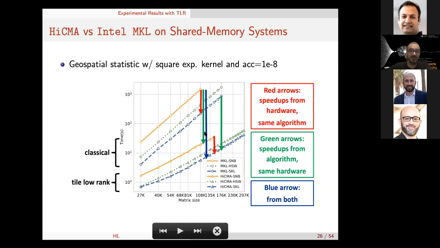And you can see we have close to 2 orders of magnitude by moving from dense to tile low-rank format. And the blue arrows are basically when you combine both. This is the speedup you get when you combine both, more than 2 orders of magnitude in this particular example. So there is a huge gain here in exploiting the low-rankness of the matrix operator.